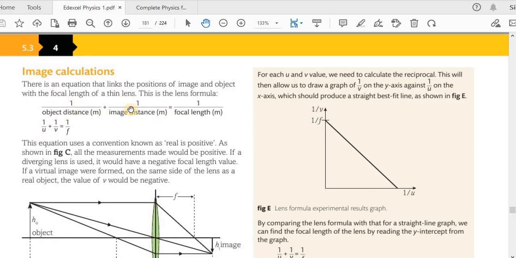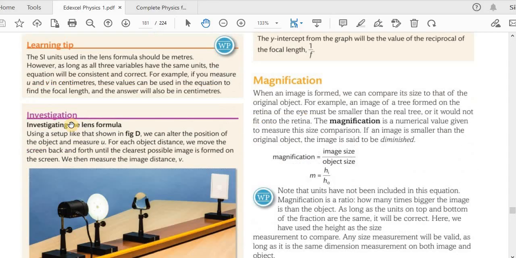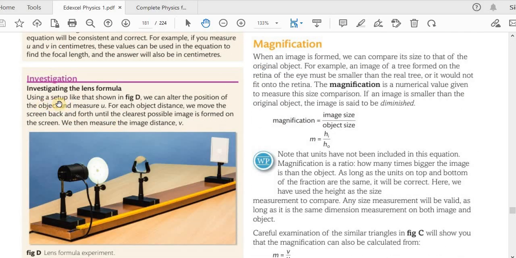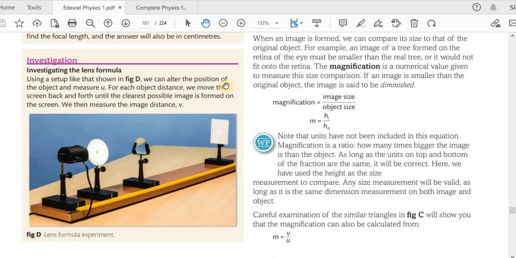This one, so you should know this. 1 over object distance plus 1 over image distance is equal to 1 over the focal length. Very easy to remember. Using a setup like that shown in figure D, we can alter the position of the object and measure u.